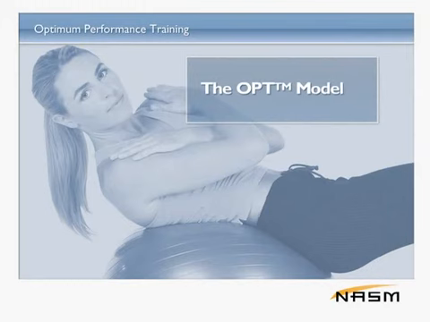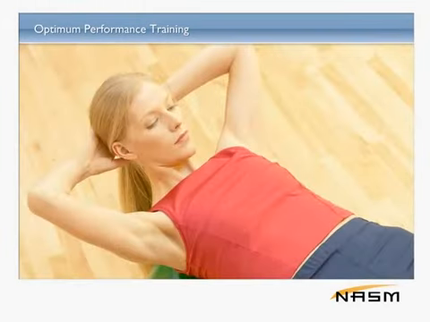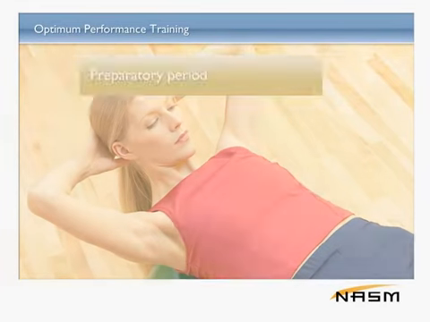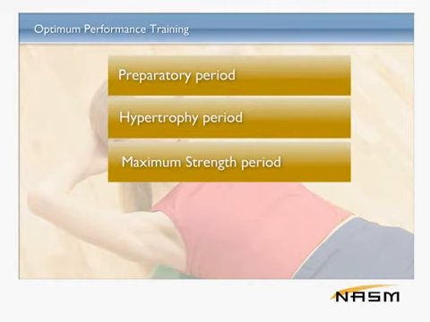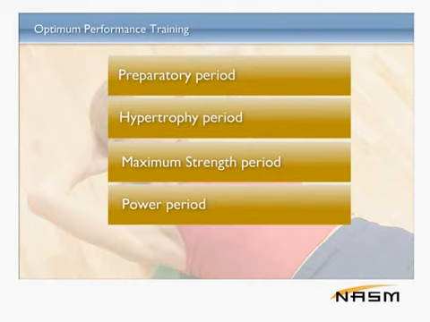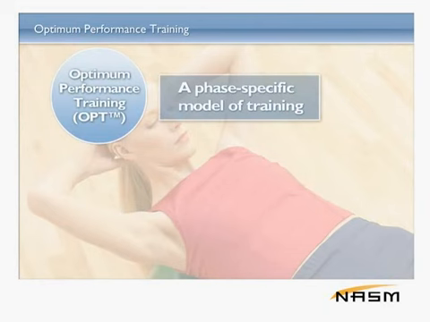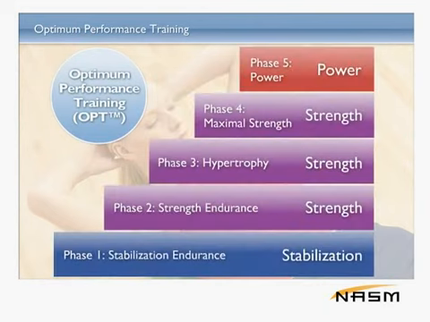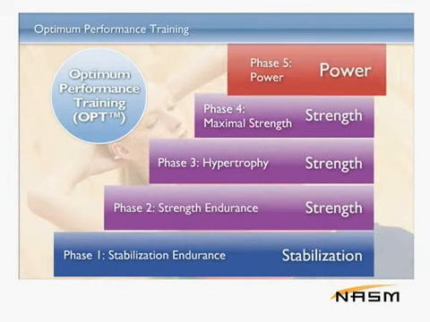The OPT model. The different periods of training seen in a traditional periodization model include a preparatory period, a hypertrophy period, a maximum strength period, and a power period. The OPT model seen in a phase-specific model of training includes 5 different phases of training. These phases systematically progress all clients through the 3 main adaptations of stabilization, strength, and power.